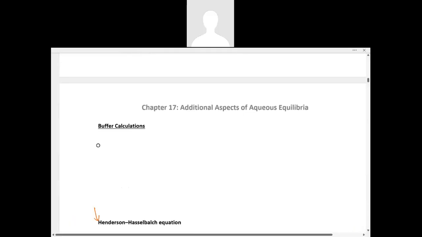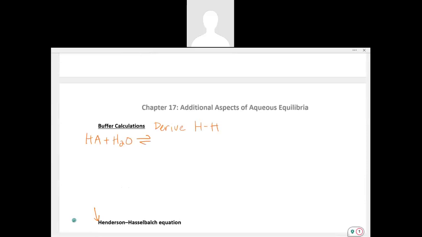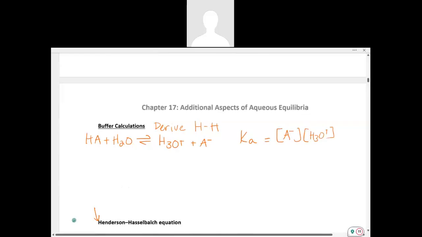We can actually derive the Henderson-Hasselbalch equation from the general acid ionization equation, if you'd like to stay tuned for a minute. If we have this generalized equation, we add any weak acid to water, we're always going to produce hydronium and the anion. So our Ka expression would look like this: we have our products on top, and our weak acid, the reactant, on the bottom. We exclude water, as always, from the equation.